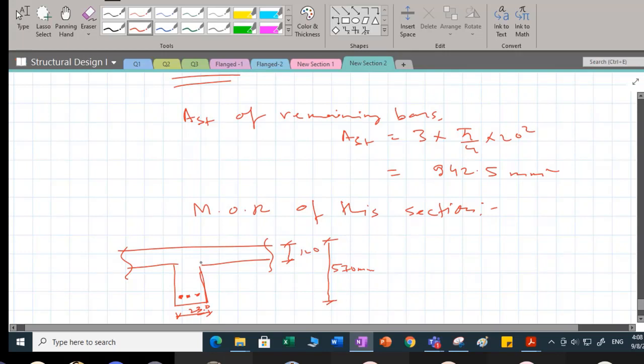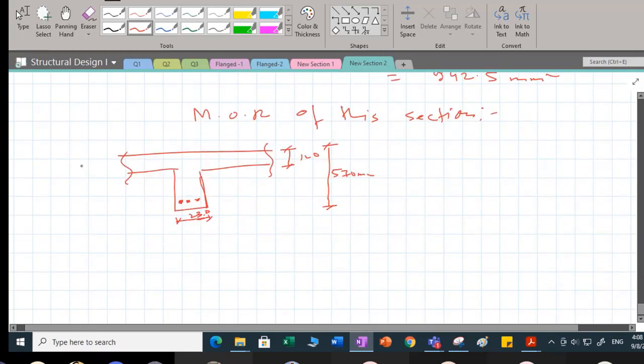Can you compute the moment of resistance of this section? We already know your neutral axis is going to lie within the flange. So I can compute the moment of resistance. So what will be the moment of resistance? Or what you do? You make this sketch. The neutral axis is, you're confirmed, lying within the flange. Okay, so you can draw the stress block diagram.